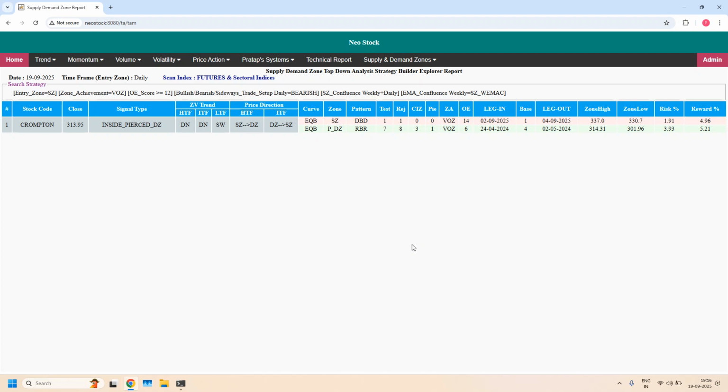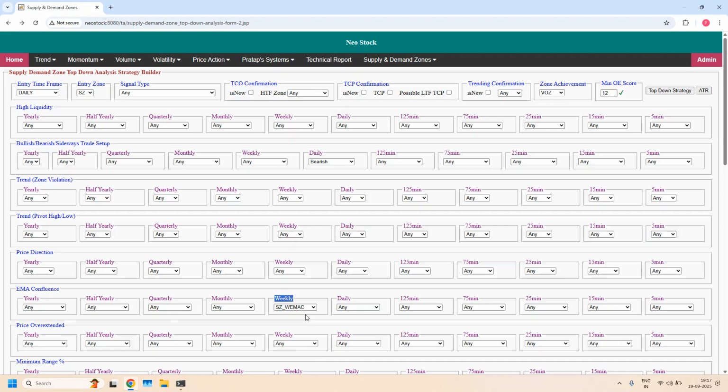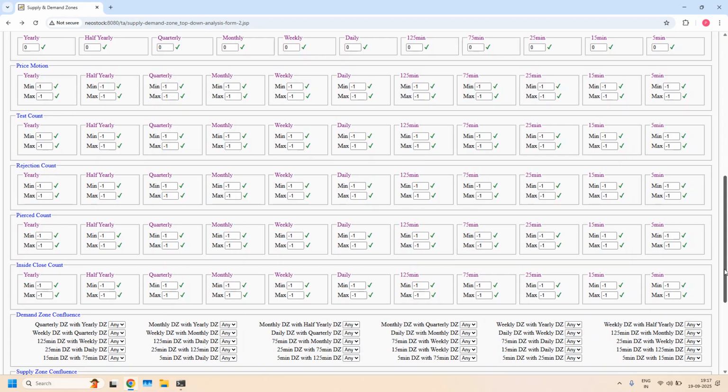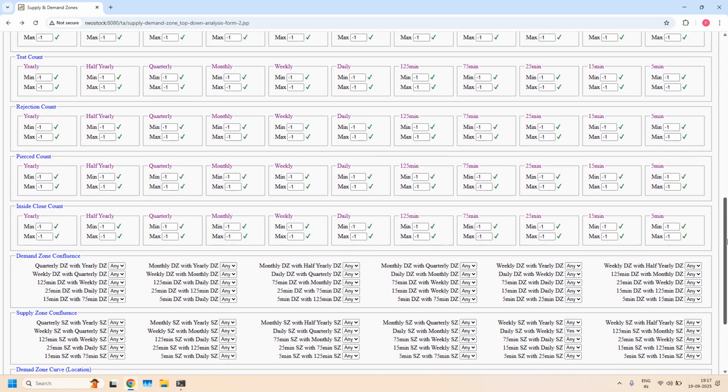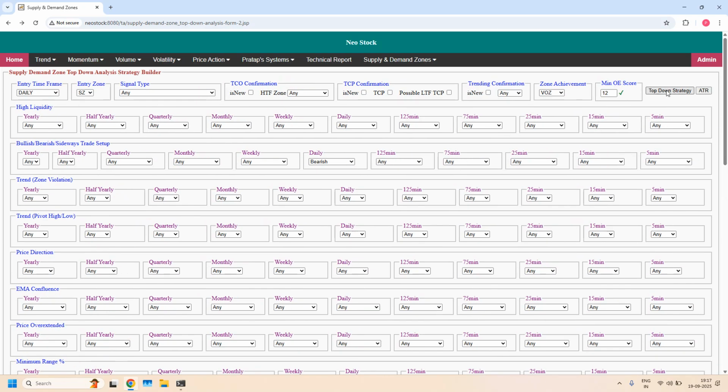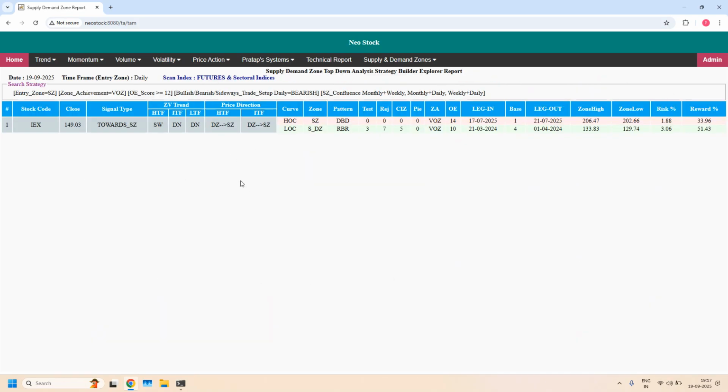Okay, next let us look into LTF, ITF and HTF supply zone confluence supported stocks. Removing EMA filter in the demand zone confluence. Setting 3 filters, daily and weekly. Sorry, not demand zone, supply zone confluence. Daily and weekly supply zone already enabled. Next, daily and monthly, weekly and monthly. With all the 3 filters, daily, weekly, monthly, supply zone confluence, we got only one stock.